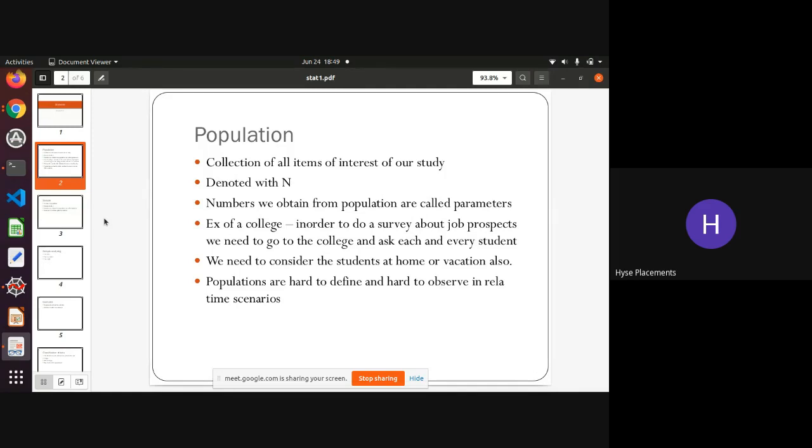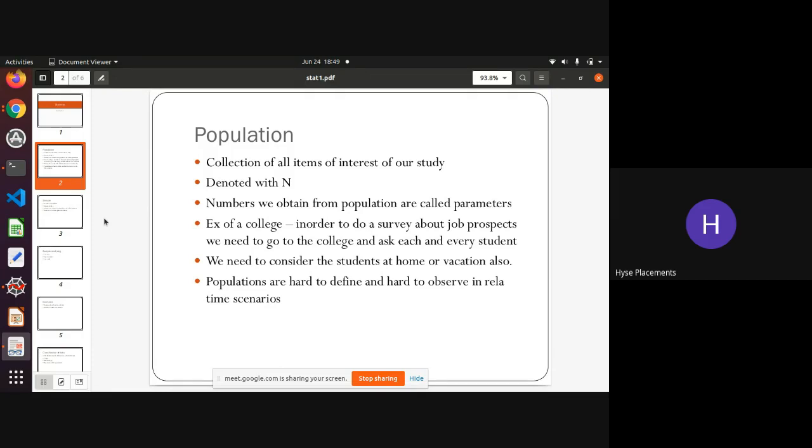So what do you mean by a population? The first point: the collection of all items of interest of our study. So you're collecting all the items. Suppose you want to cook a bowl of rice, then definitely you'll collect all the rice grains which will fulfill our needs, right? So that's the entire population, right?